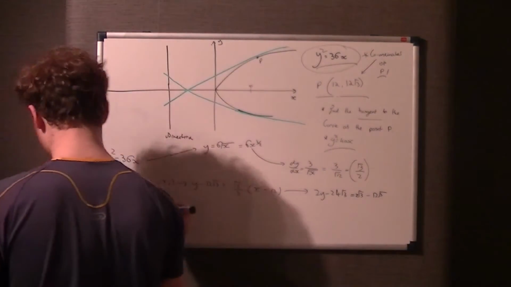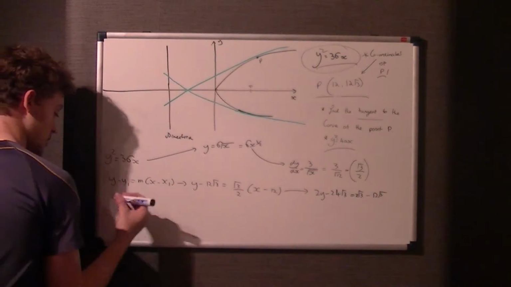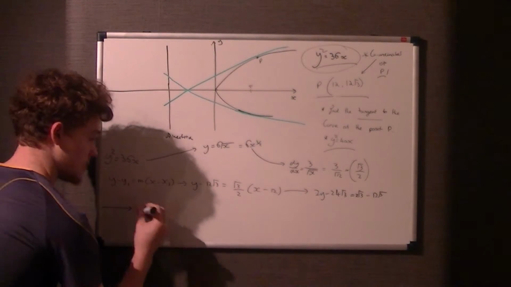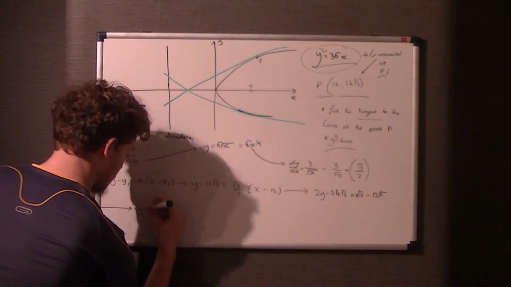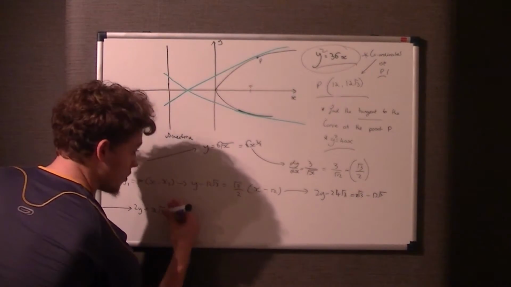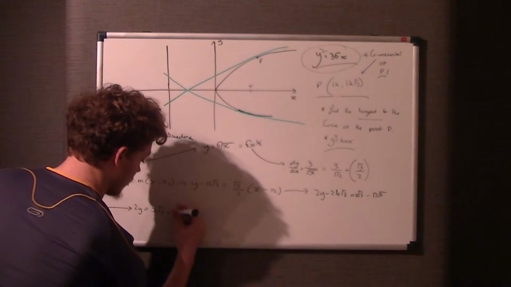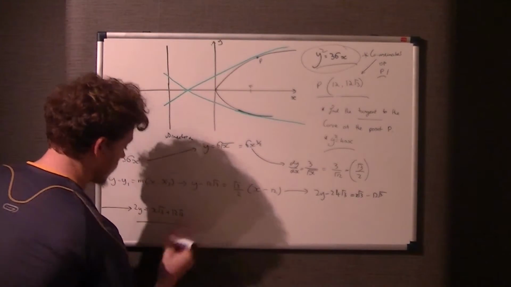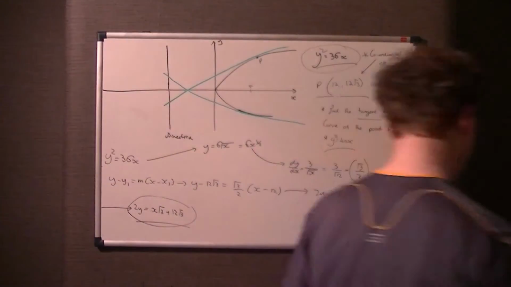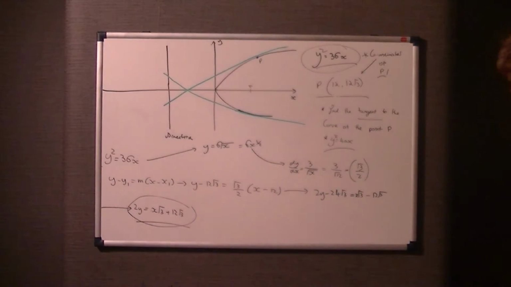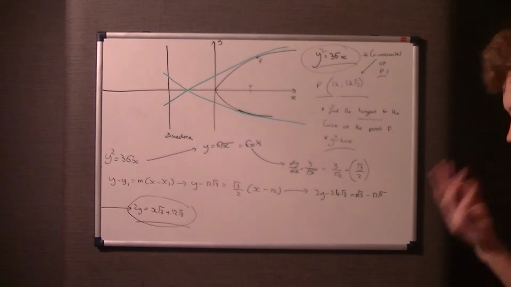And the standard way you would put it is y equals mx plus c, so we're going to make y the subject, so 2y is equal to x root 3 plus 12 root 3. Okay, now you could divide both sides by 2 or leave it there, depending on which way it would ask. But that's one way of doing it, and that's kind of simple.